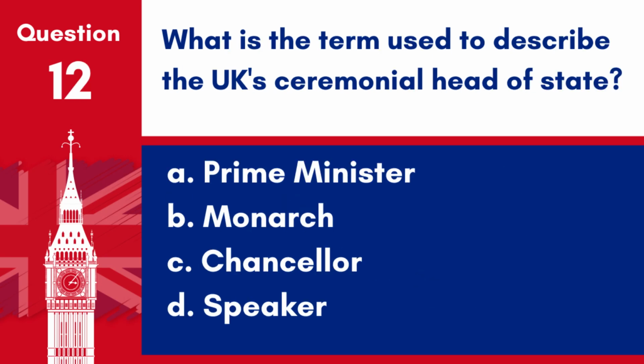Question 12. What is the term used to describe the UK's ceremonial head of state? A. Prime Minister. B. Monarch. C. Chancellor. D. Speaker. Answer: B. Monarch. The term used to describe the UK's ceremonial head of state is monarch.